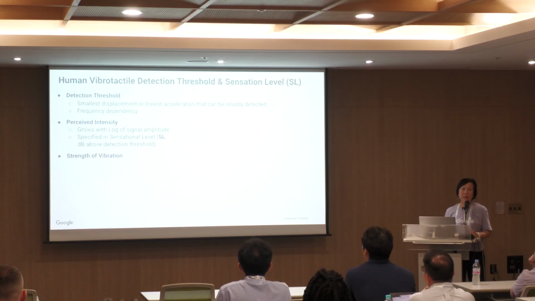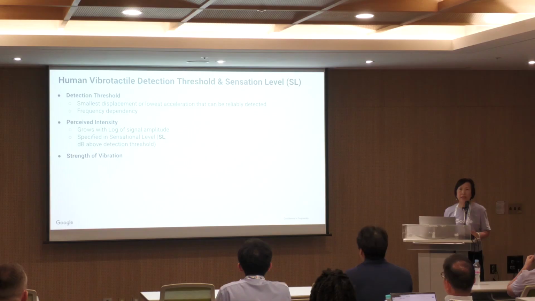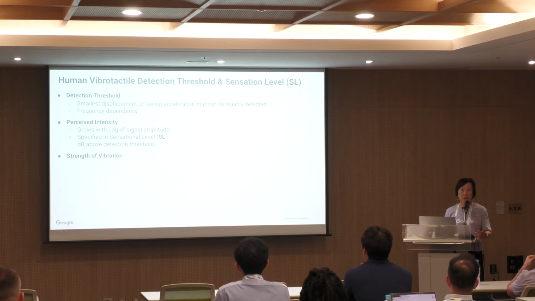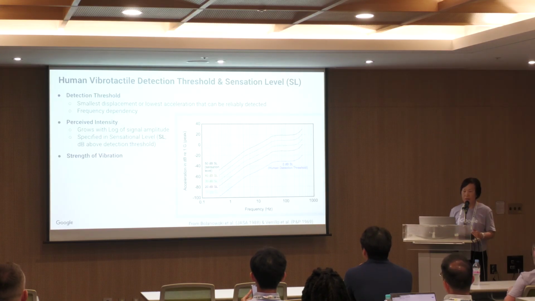I'm going to start with detection threshold. So detection threshold is the smallest displacement or the lowest acceleration that can be reliably detected. And that's important because before you create any vibration, you want to make sure that people can actually feel it, right? And then there is a threshold below which people can't feel any vibration, and these are just noise. So that's important to know. And the one thing to emphasize again is that detection threshold is highly frequency dependent.